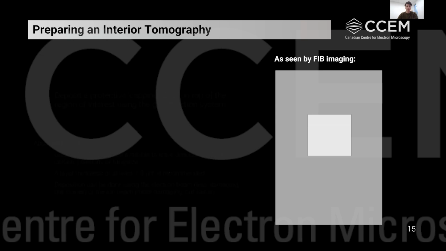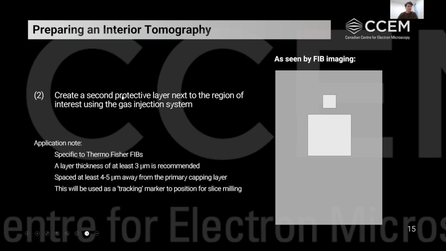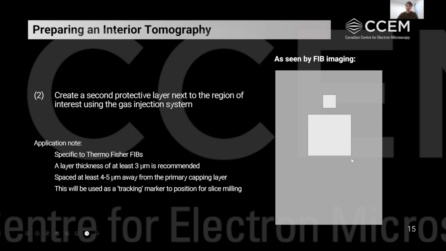After that, in our Thermo Fisher systems, we actually want to deposit a second protective layer right next to that region of interest, again using the gas injection system. Again, we're targeting a thickness here of about 3 microns. And we want this to be separated from our primary deposit by about 4 to 5 microns.